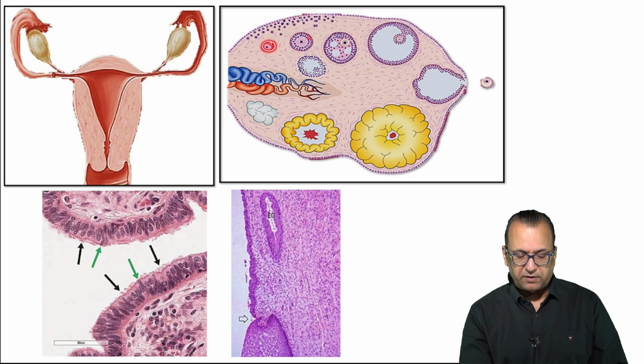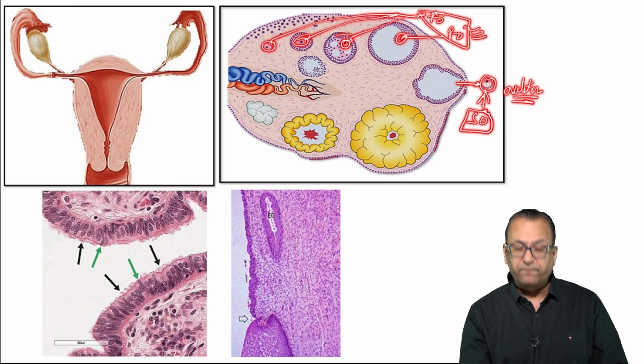Oocytes, which are mostly primary oocytes here, what you have is primary oocyte. Just before ovulation it will become secondary oocyte. So primary oocyte changes into secondary oocyte, and it is secondary oocyte which will undergo ovulation. So all the time it was primary oocyte, primary oocyte, primary oocyte.